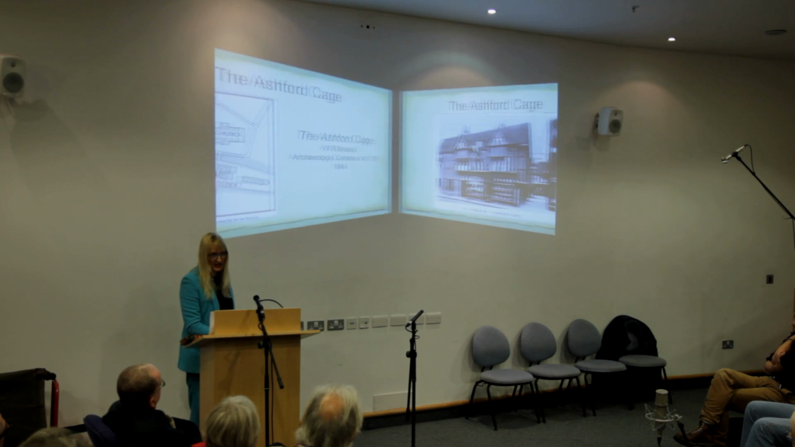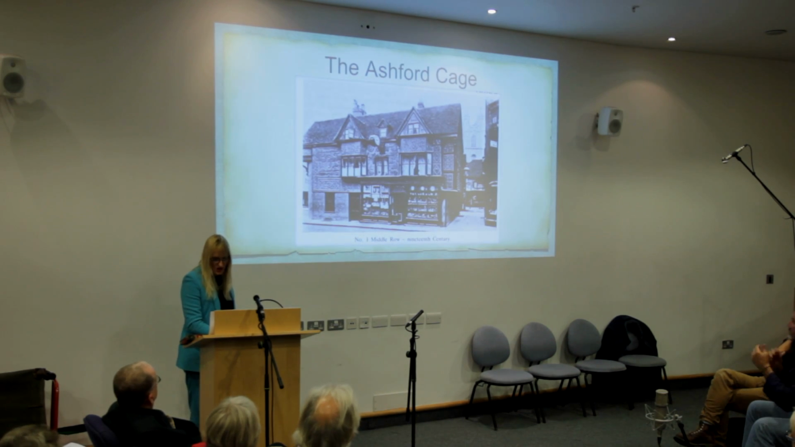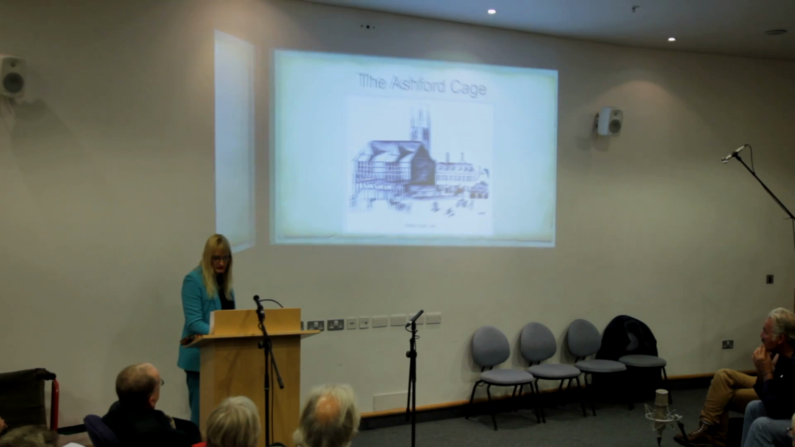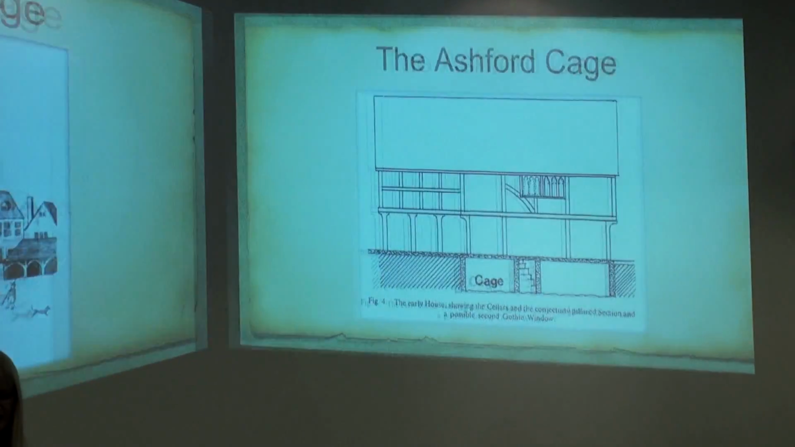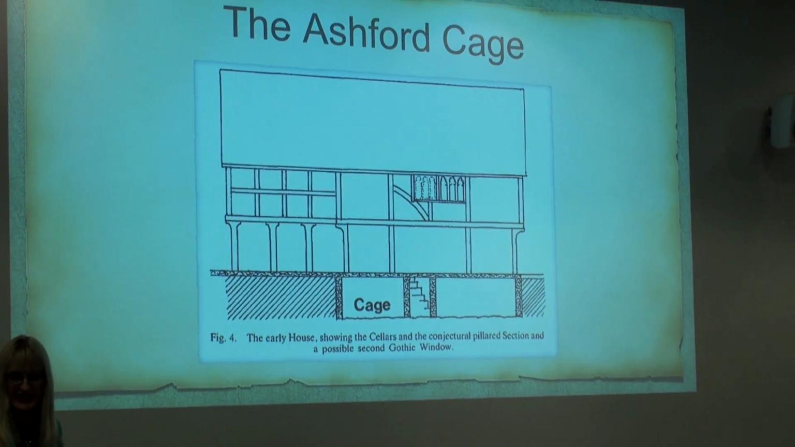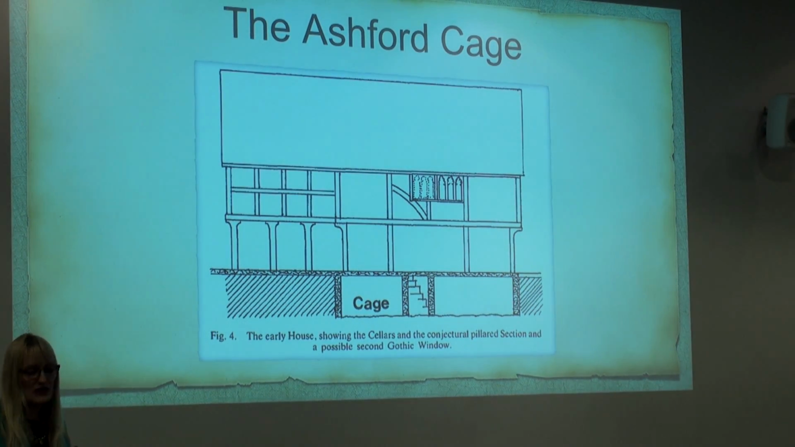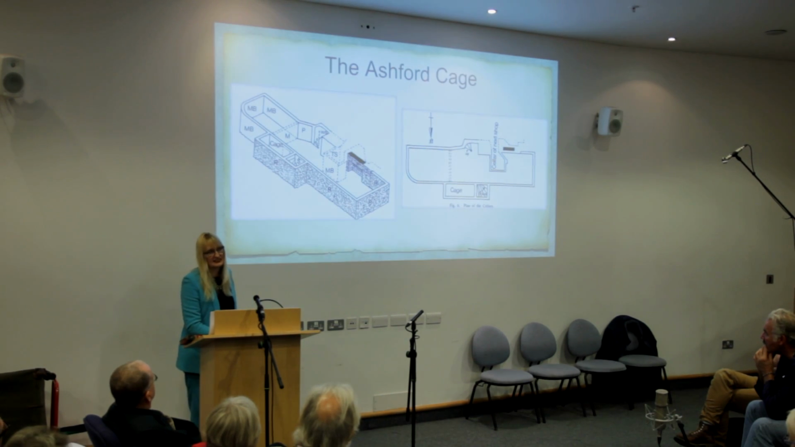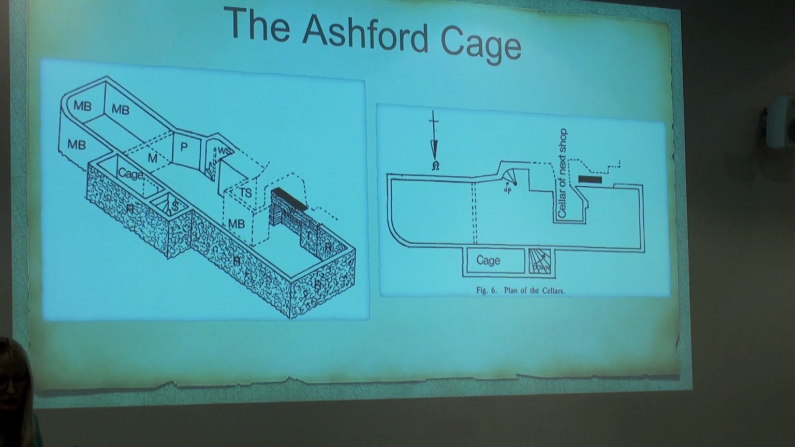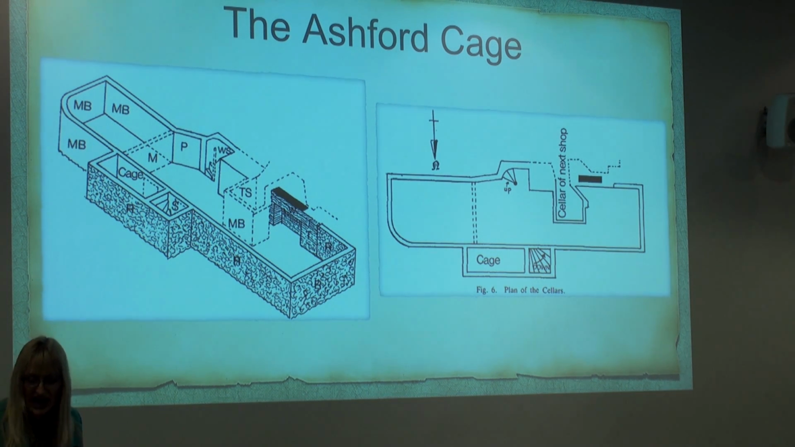By the 19th century, this is what the building looked like. But in 1602, it was the market hall. The cage was a tiny lockup under the market hall, a drunk tank, a holding pen for anyone of unruly behaviour. And here are two more drawings showing the cellars and the tiny dimensions of the cage, which was 8 foot long, 4 foot wide and 6 foot in height.